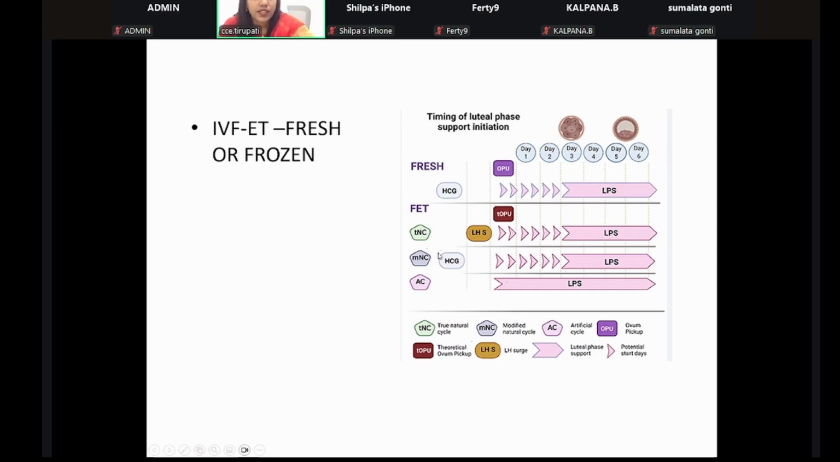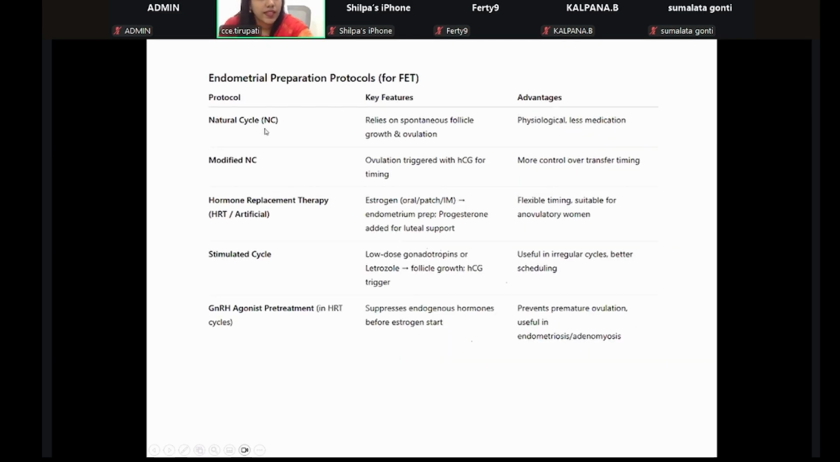In frozen embryo transfer, it depends on the protocol which we use. So these are all the protocols which we use. Natural cycle, it can be a natural cycle FET or modified natural cycle FET. It can be an HRT cycle, hormone replacement therapy, or it can be a stimulated cycle, or it can be a down-regulated cycle with GnRH agonist.